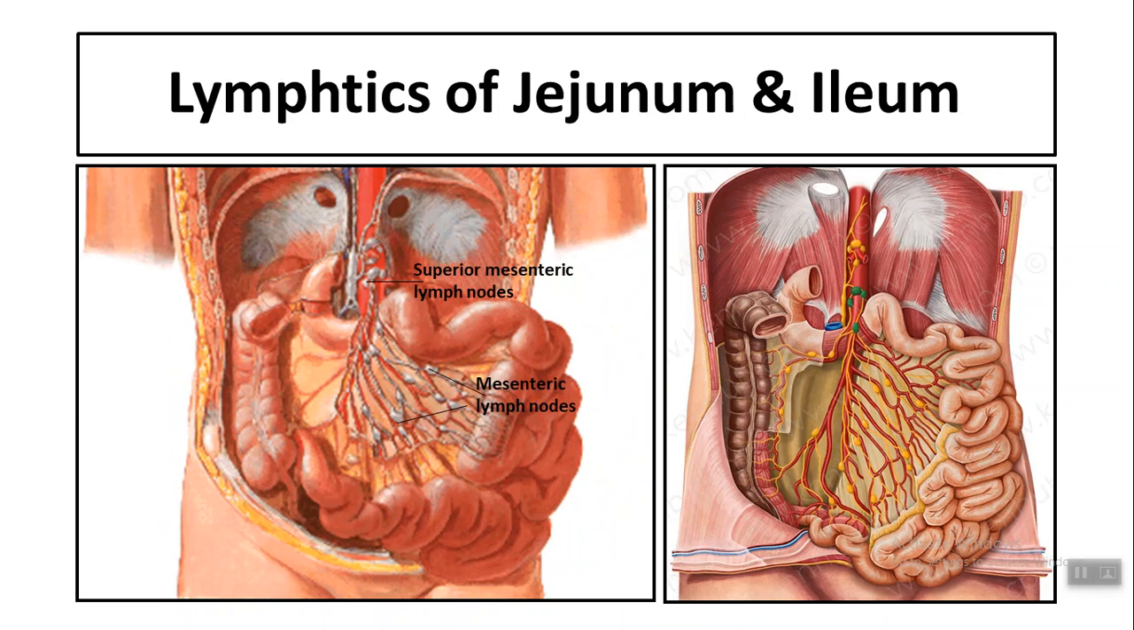The lymphatics of the jejunum and ileum: how the jejunum and ileum are drained by lymphatics. It will drain through a series of lymph nodes in the mesentery called mesenteric lymph nodes until it reaches the main lymph nodes arranged around the superior mesenteric artery, called the superior mesenteric lymph nodes, around the origin of the superior mesenteric artery.